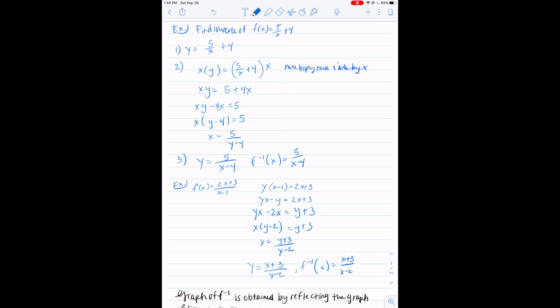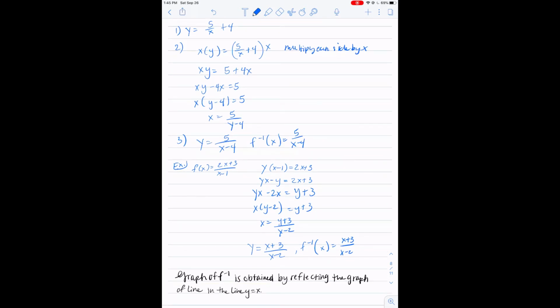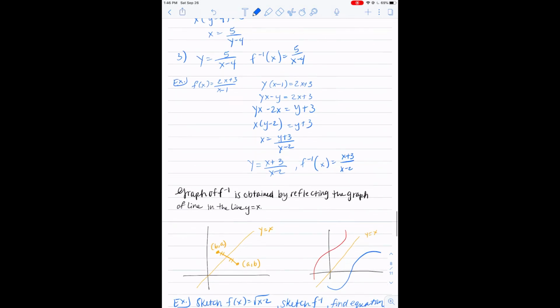So I'm going to move the 4x to the left. So I have xy minus 4x equals 5. That way I can factor out my x. So I have x times y minus 4 equals 5. I divide 5 by y minus 4. Now I have my x by itself, so I can interchange the x and y. So I have y equals 5 over x minus 4. Therefore, my inverse of f of x is 5 over x minus 4.